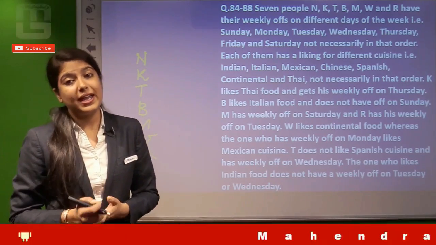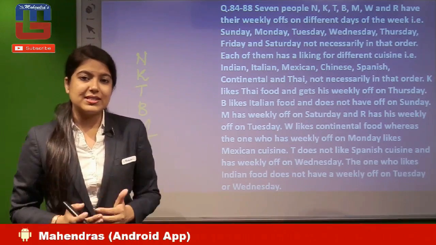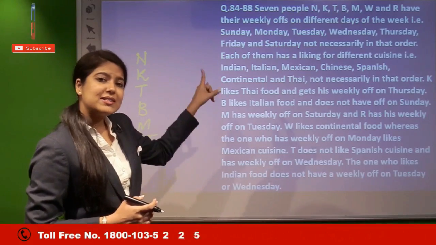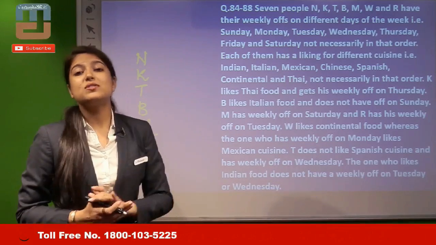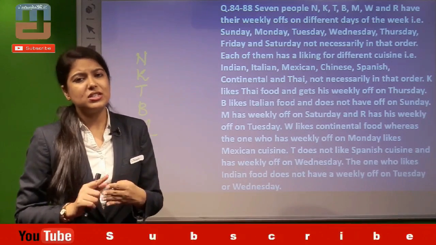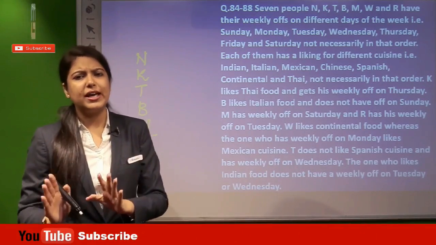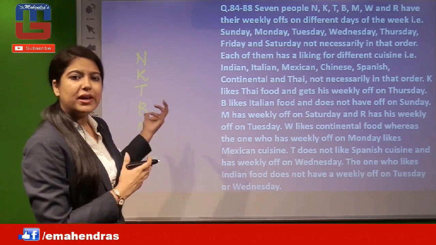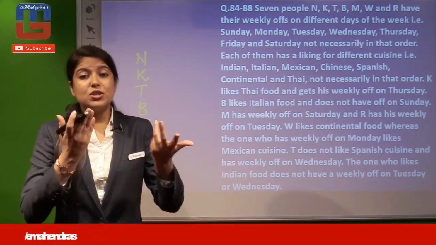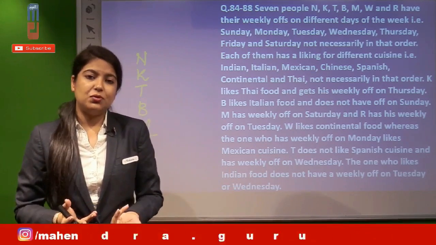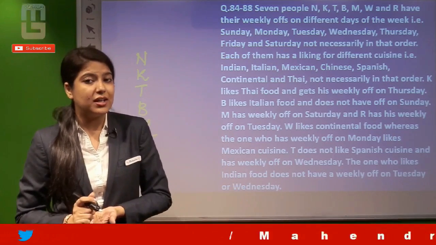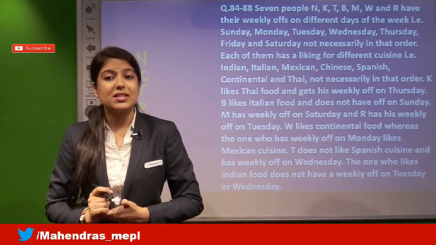Not necessarily in that order, that means cuisines liked but also not necessarily in the same order. So, you just remember days are there Sunday to Saturday and cuisines are there Indian, Italian, Mexican, Chinese, Spanish, continental, Thai. You don't have to learn this because while reading the conditions, a few will be arranged by themselves, a few would be left. So, which one would be left? That would be arranged where the availability of positions is there. So, let's look at the conditions that are given.